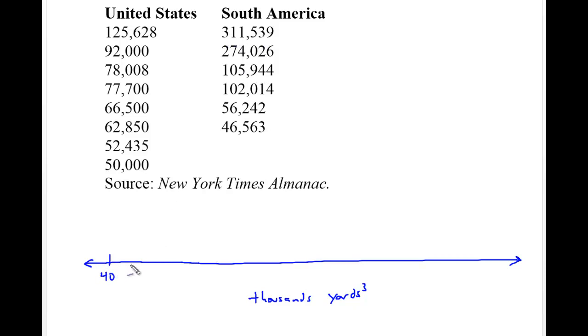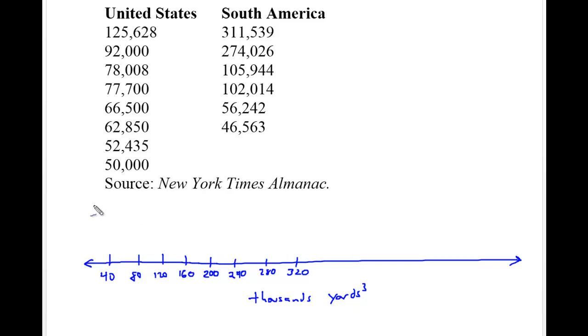So if I'm trying to go from 40 to 311,000, I would need like 30 some tick marks to go by 10,000s. So maybe going by 20s might be appropriate, but it's a pretty long way to go here. So maybe going by 40s might be more appropriate. So 40, 80, 120, 160, 200,000, and then 240, 280, and then 320.